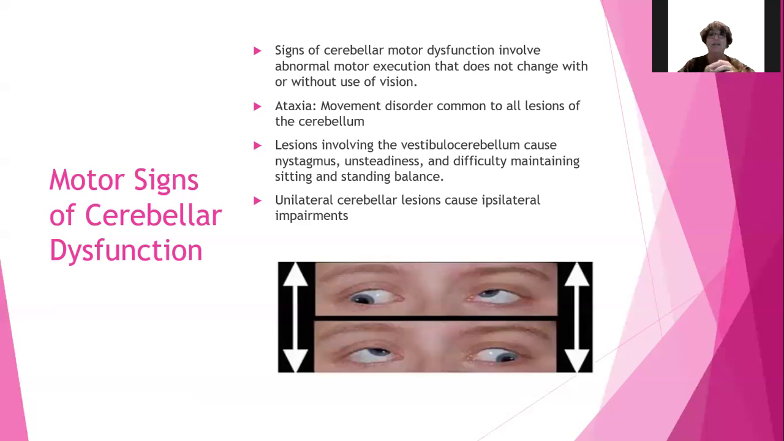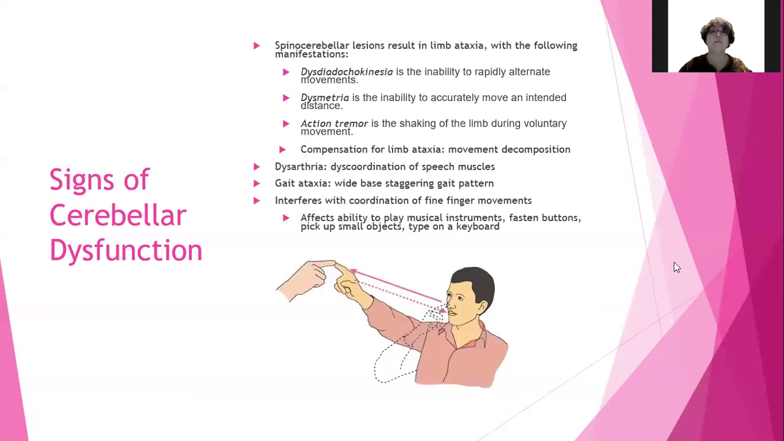sitting and standing balance. And we have the two lobes of the cerebellum, and they do cross over to the other side of the body, or they don't cross over, sorry. Like the cerebrum, they do cross over, but cerebellar lesions cause ipsilateral impairment, so the same side. So kind of interesting. Minor, but interesting.